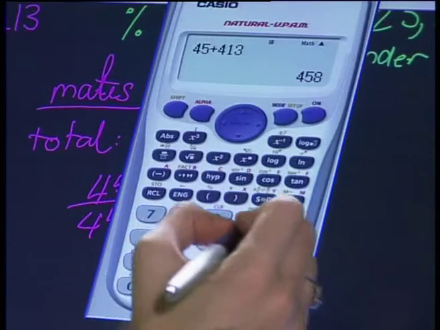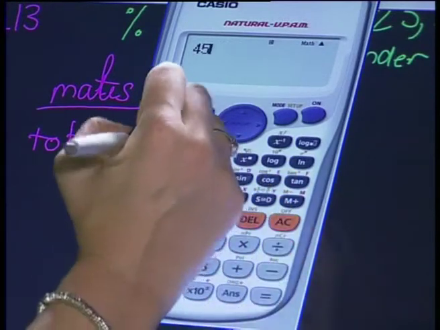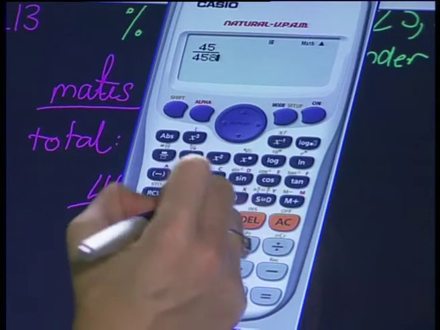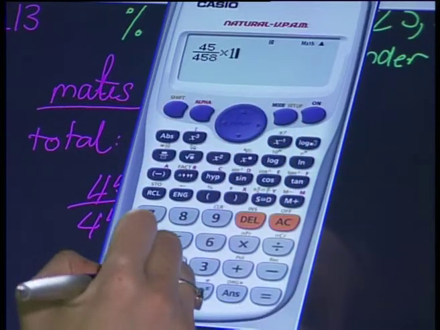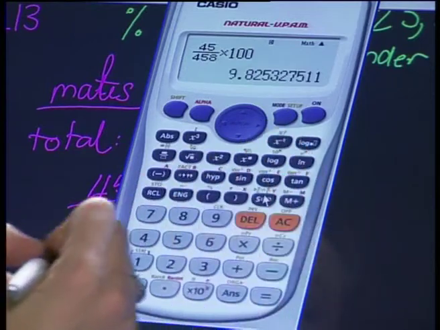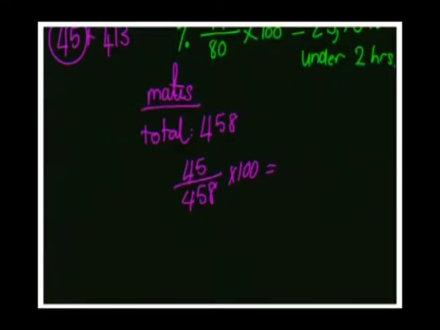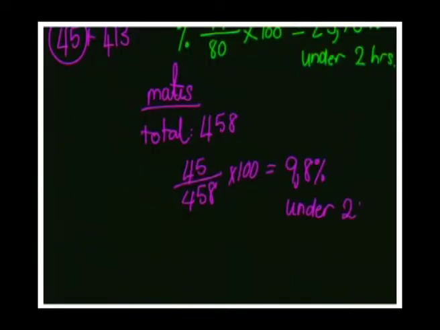Let's pop it into our calculator. 45 out of 458 multiplied by 100, and we get 9.8%. So only 9.8% of all the males who entered the race came in under 2 hours. I don't know about you, but that makes me think that the females did a lot better than the guys this time. That's my way of working this out. Let's have a look at the next one.